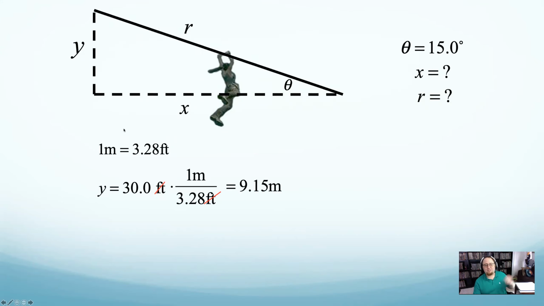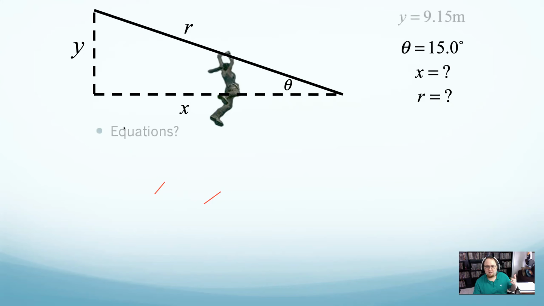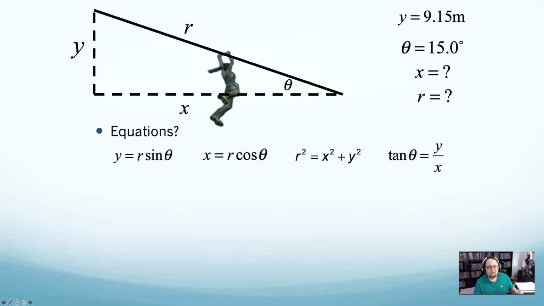Okay. So I'm going to say my height is 9.15 meters, and I'm going to put that up in the top. Now that I have that, I'll look at all of my equations. I have 4 equations I covered here. Y is all sine theta. X is all cosine theta. All squared is x squared plus y squared. The tangent of theta is y over x. Those are the equations we covered a few slides ago.